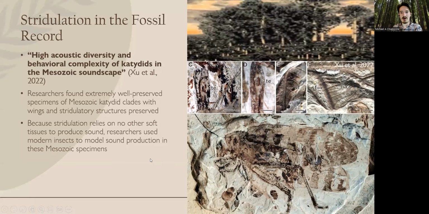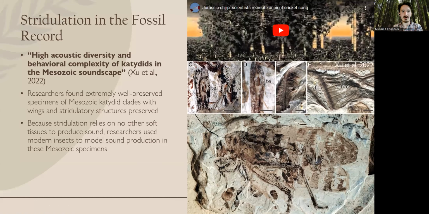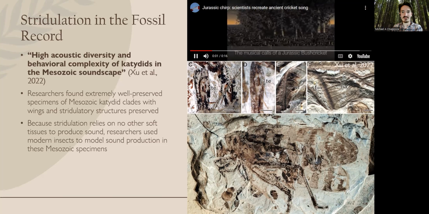Now, could we ever possibly detect this in the fossil record? Well, it turns out we can. As of these two recent papers by the same research group here, I've cited the most recent one, researchers have actually found extremely well-preserved specimens of Mesozoic katydid clades with wings and stridulatory structures preserved in 3 dimensions, which you can see on the right here. Because stridulation relies on no other soft tissues to produce sound, researchers used modern insects to model sound production in these Mesozoic specimens, probably to the most accurate degree that we possibly can, which is fascinating. So I'm going to show you that right now. This is from an animal from the mid-Jurassic.